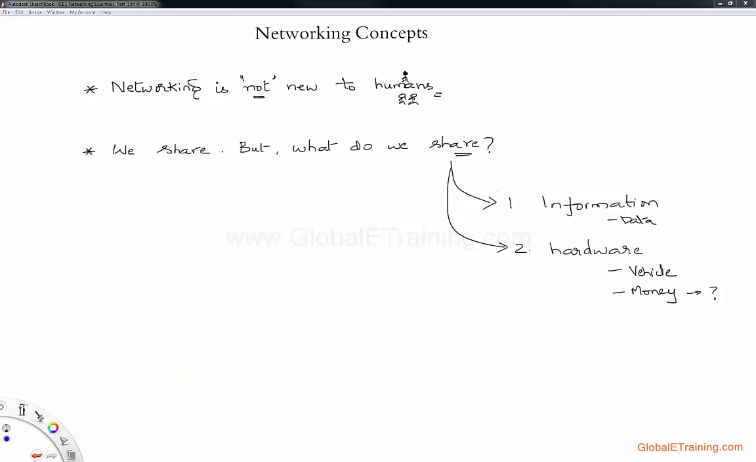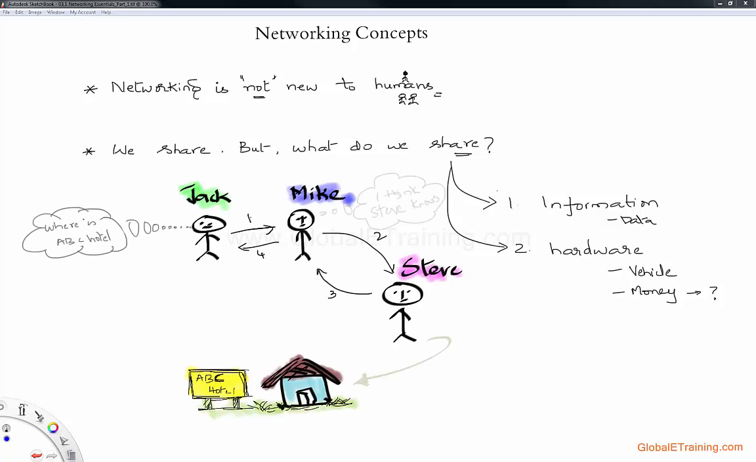Now, for example, let's say Jack wants to go to ABC hotel and he has no clue where it is. He talks to his friend Mike. Mike has no idea, but Mike has a friend Steve. Steve has an idea where ABC hotel is, so Steve would pass the information to Mike, and Mike passes the same information to Jack, and then Jack probably gets in his car and gets to the hotel.